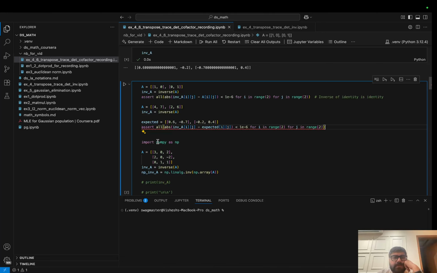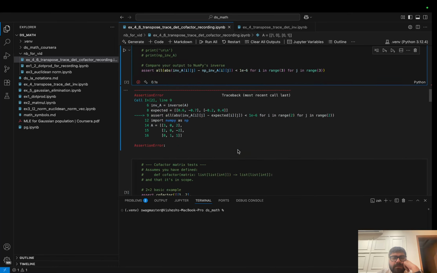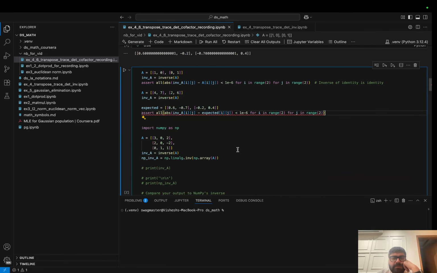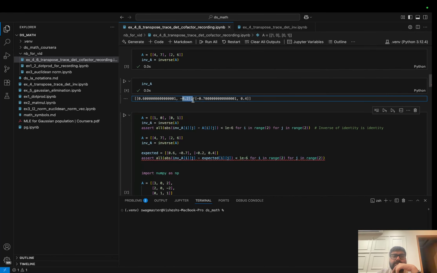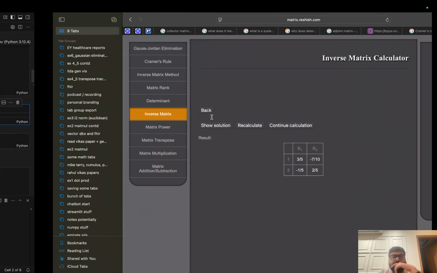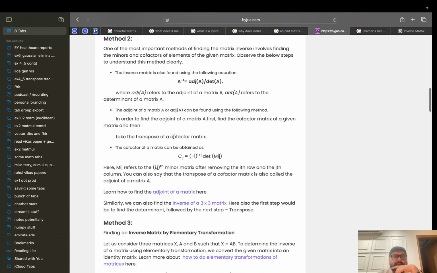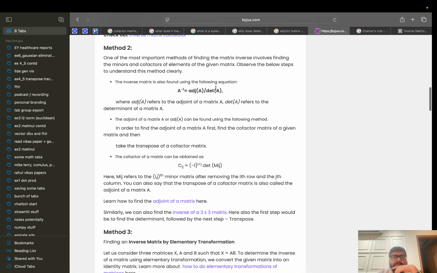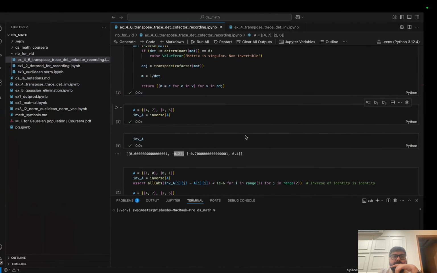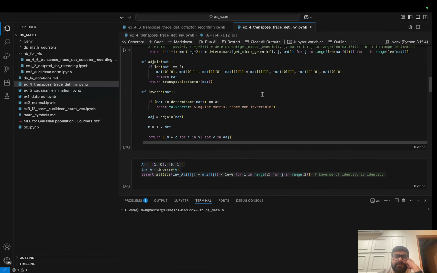Okay. Well, that's obviously not working because the answer here is negative 0.2, but why is that happening? Did I somehow forget how we do the inverse? No, it's the adjoint of A divided by the determinant of A. Let's take a look at what we did earlier. No, it's the exact same.